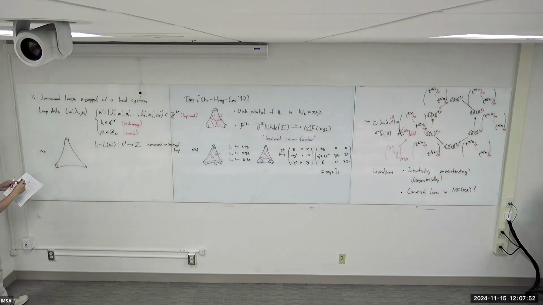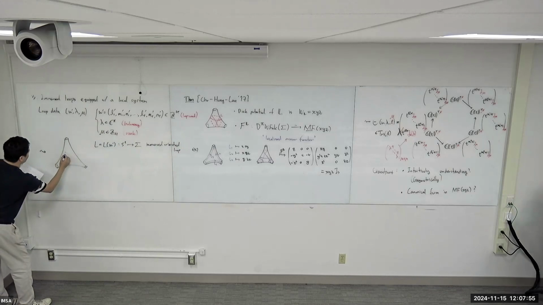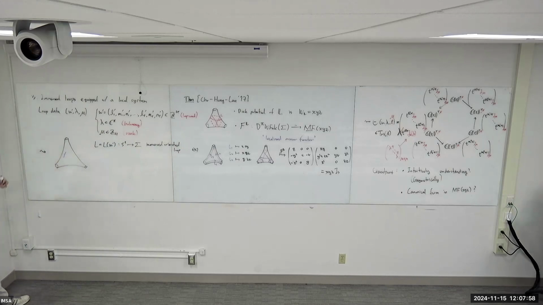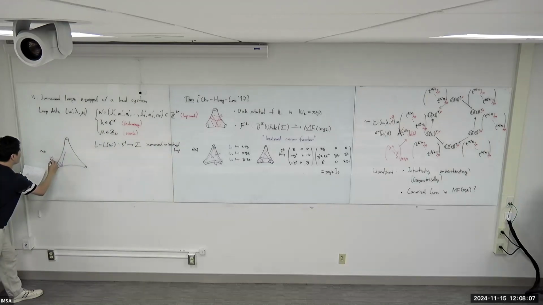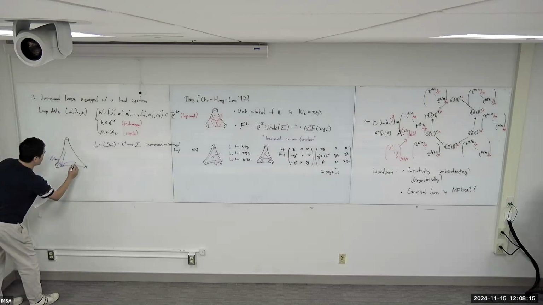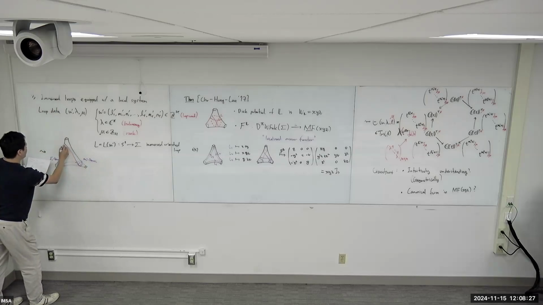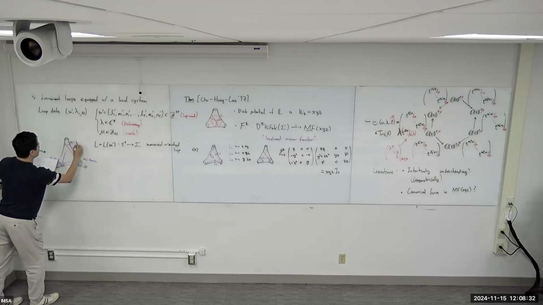So we start from here, and according to this loop word, I visit this hole and lap around it L1 prime times, and go to the next hole and lap around it M1 prime times, and go to the last hole and again lap around it N1 prime times.